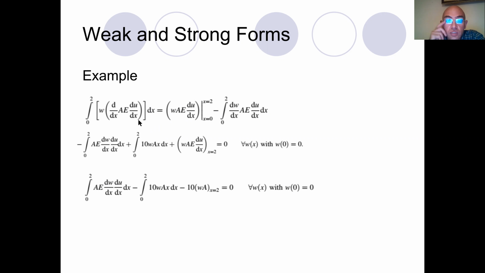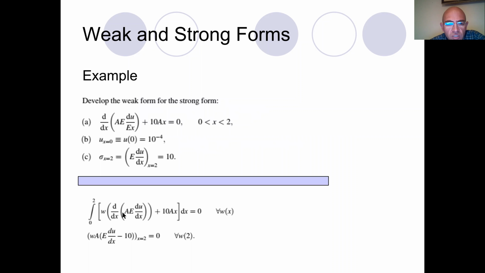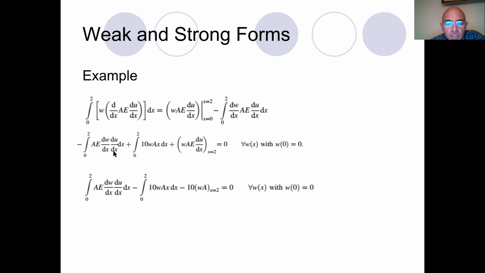Now, the first thing that we have to do is to apply integration by parts to the first term. So this expression, when we apply integration by parts, we will obtain this expression. It is wAE du dx from x equal to 2 to x equal to 0 minus dw dx multiplied by area, Young's modulus, du dx. This is okay. And now I will substitute this expression into my original equation, this one. Then I will arrive at this equation.